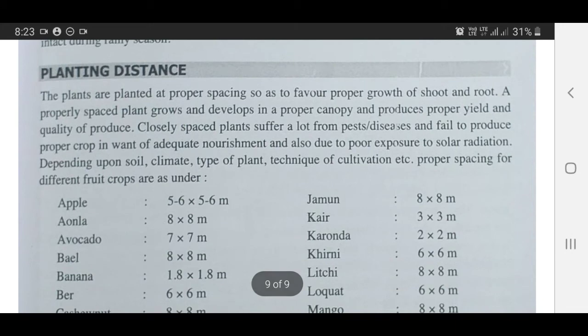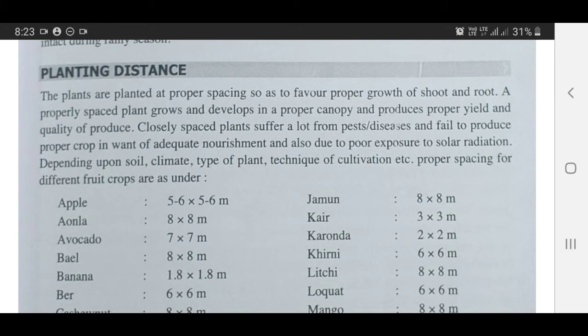Planting distance is also important. It is based on the growth and development of the plants. Here some examples are given for your reference. The plants are planted at proper spacing so as to favor proper growth of shoot and root. A properly spaced plant grows and develops a proper canopy and produces proper yield and quality of produce.